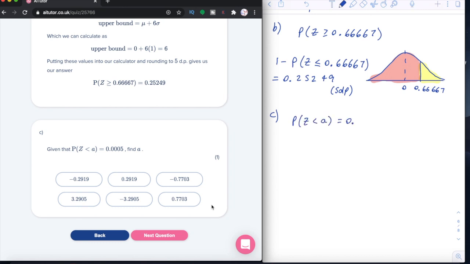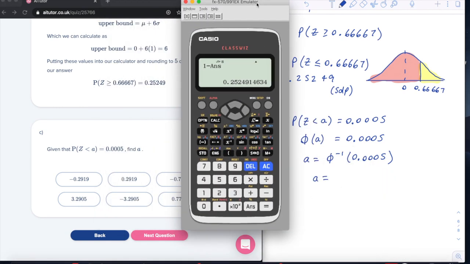So it's 0.0005. So the probability that z is less than a, we can just write that as phi of a. That equals 0.0005. And then take the inverse of phi both sides, so we get a equals the inverse phi of 0.0005. And now we can use our calculator.